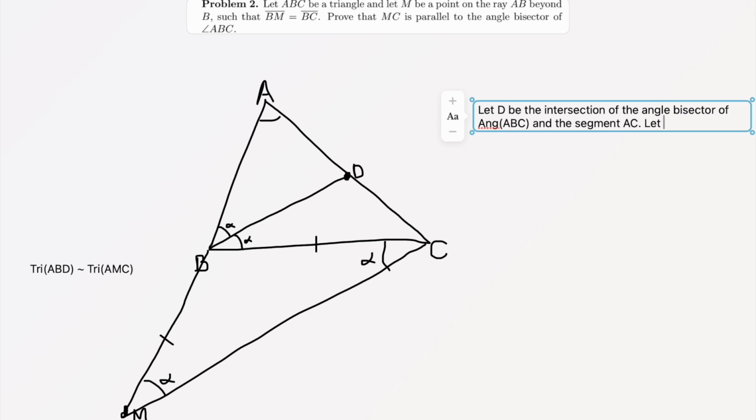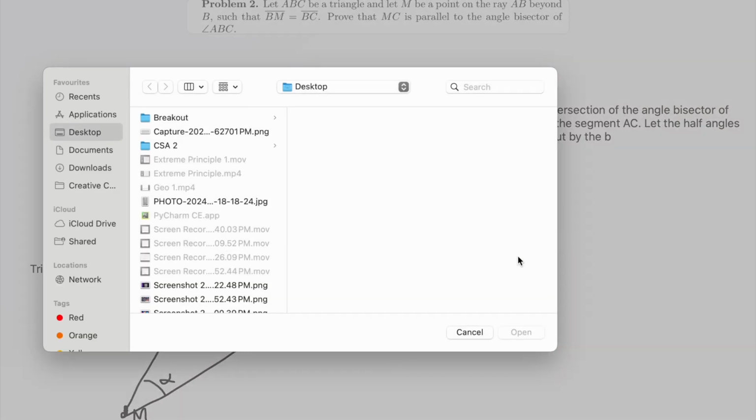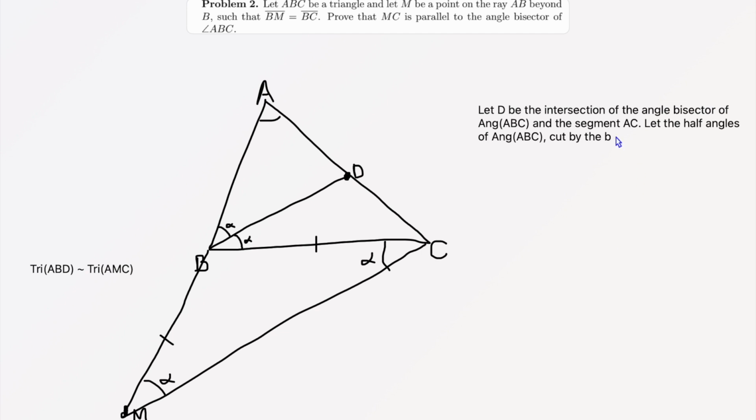Let the half angles of angle ABC cut by the bisectors, so basically these alpha ones, cut by the bisector, be equal to, we'll say X just for the simplicity here. I won't write out alpha or anything. So those are X.